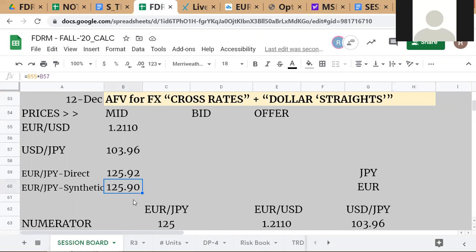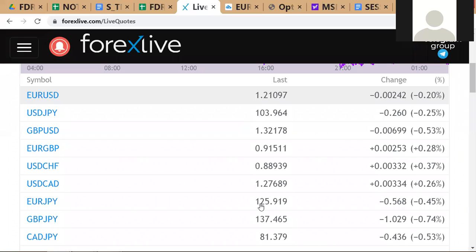And you see that the synthetic price, assuming you can buy it, is equal to the bid and the offer. The synthetic price is 125.90 and the direct price is 125.92. Of course, this is not actually very correct because the market has closed. So the last trade in the euro yen may have been a little earlier than the last trade in the others. We don't know when the last trades happened in these three markets, so this price may be a little bit delayed relative to the others.